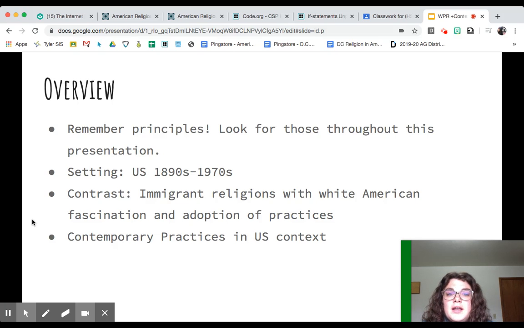Finally, we're going to look at a couple contemporary examples of Hinduisms and Buddhisms in the United States, and a lot of your readings show examples of those contemporary practices. So that's kind of where we're headed. That's when and where we're talking, and the different lenses we're going to use to evaluate these kinds of religions in the United States.